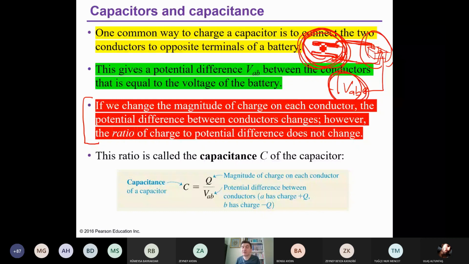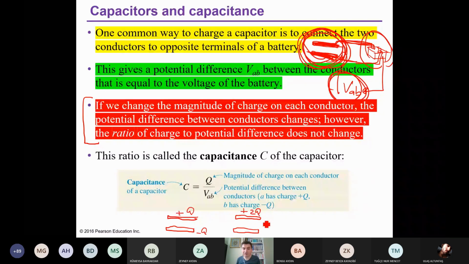So we are talking about the same capacitor. Here we have a capacitor with two plates, and here we have the same capacitor with the same plates. We store charges on this plate and on this plate. After a certain time, you continue to increase the charges on the plates. Now we have positive 2Q and negative 2Q on the same capacitor.